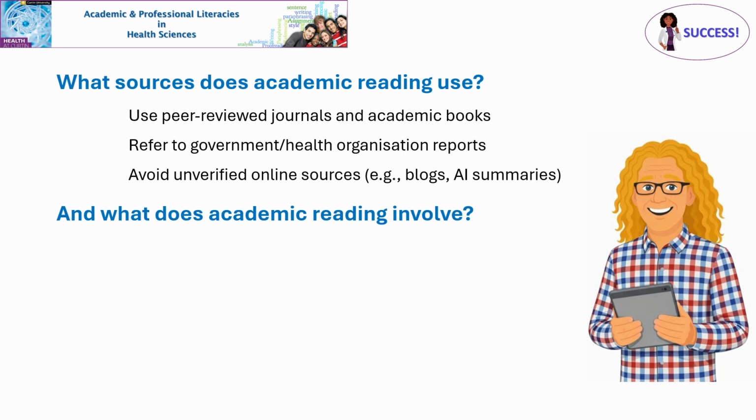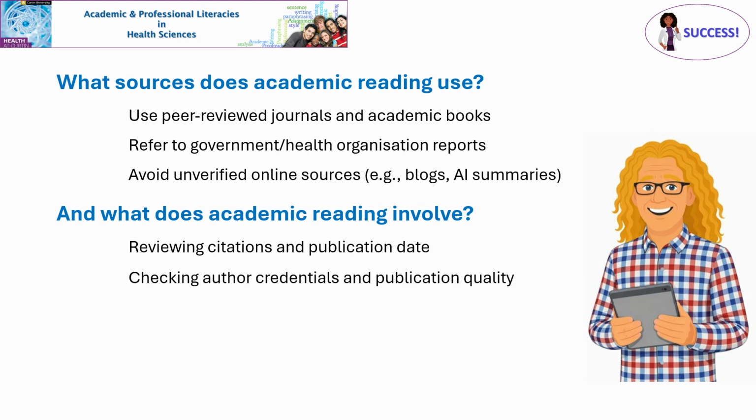And what does academic reading involve? We need then to make sure that those citations and publications are appropriate and valid and current. We have to check the author's credentials and the quality of the publication that we are reading. We also, through our critical lens, need to be able to identify any bias, scope, or criticality.